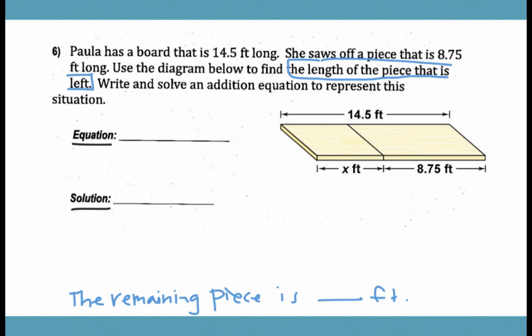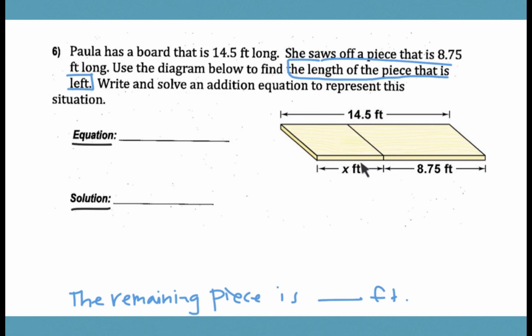Let's go line by line and look for key operation words and phrases. We know that our unknown is the remaining piece, right? After she cut off, what remains? That's what we're trying to figure out. Well, I will tell you this. The picture in this problem is so nice. It actually gives me my equation, right? If you look right here, it says x feet plus 8 3/4 feet equals the total length right here. So I can actually get my equation just from using this picture.